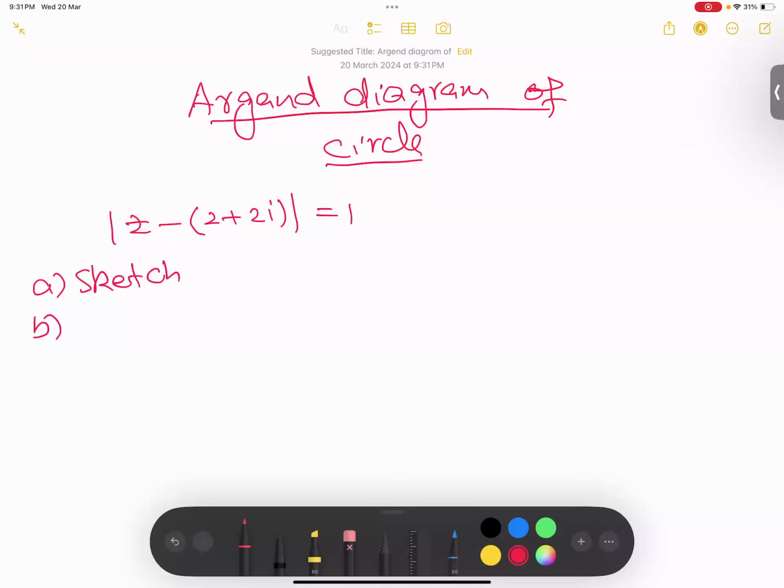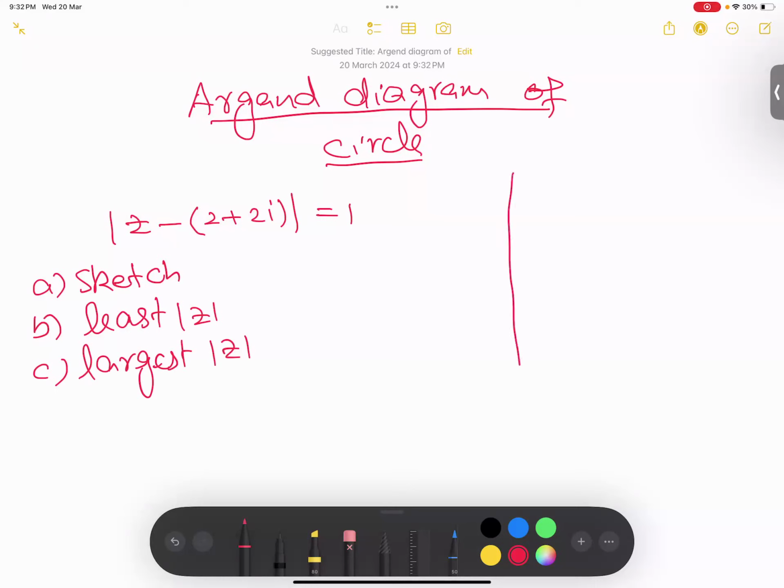Number two, find the least modulus. Part C, largest modulus. So let's go for these first parts, and then I will discuss the argument part as well. Okay, so let's start. Bismillah ar-Rahman ar-Rahim.